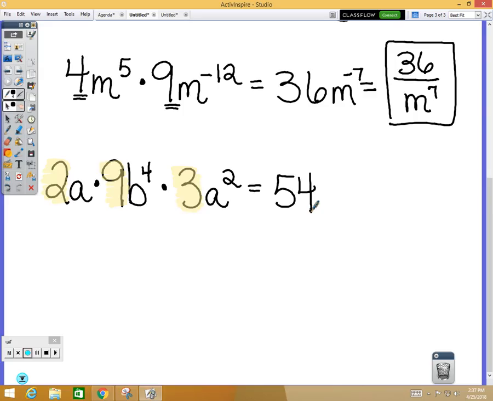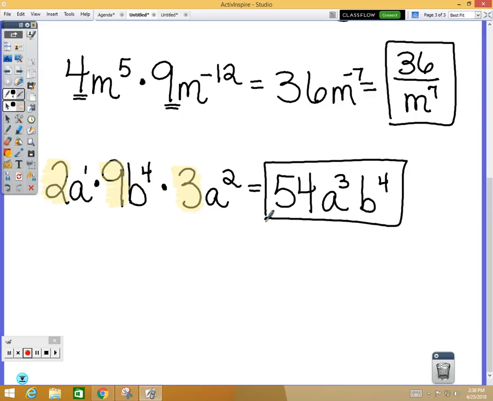Then remember, it's proper form to do alphabetical order, so A comes before B. And if I add up my exponents for A, this is really a 1, remember, so 1 plus 2, so A to the 3rd. Several of you said that. There's nothing to combine with B, so B stays B to the 4th power. Nothing is negative, so it's all good. Questions on that one? Yes, ma'am. Yes. Okay.